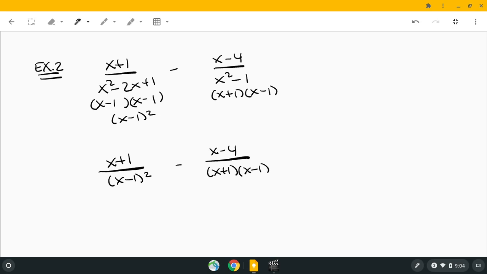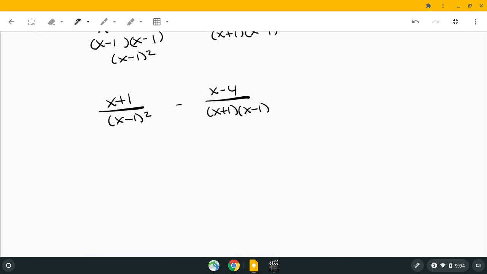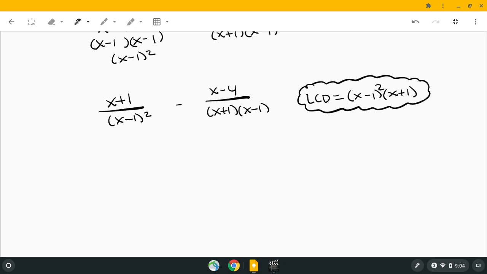Okay, so we factored the denominators. So now we can find our LCD. All right, x minus 1 family, x plus 1 family. Do I see any exponents? I sure do. Right there. Okay, so this is our LCD. So this is what we want our denominators to look like.